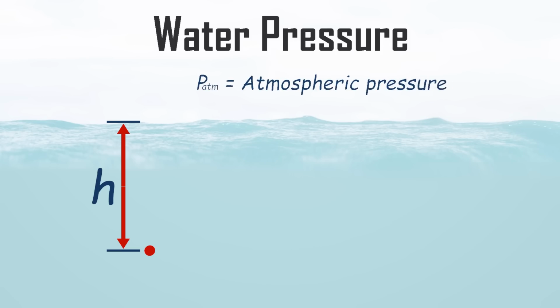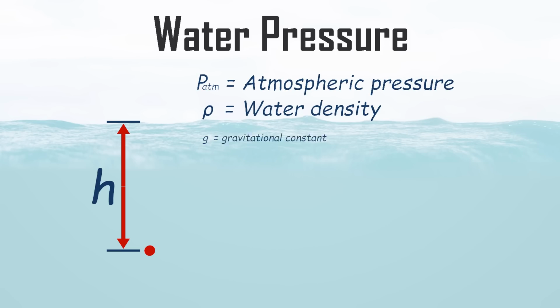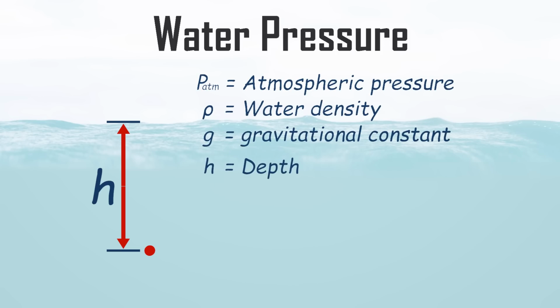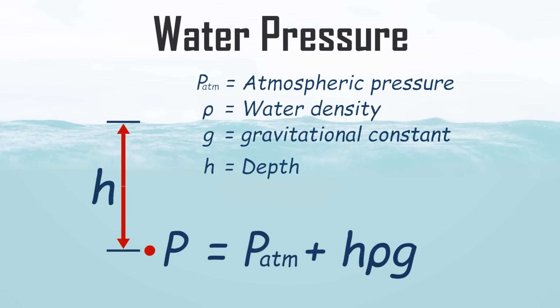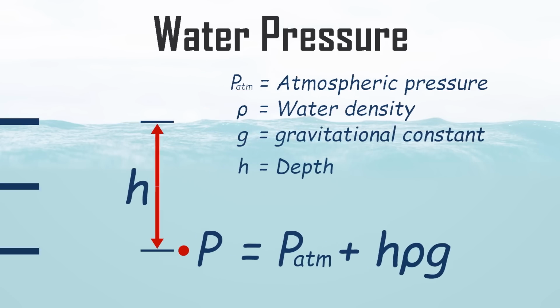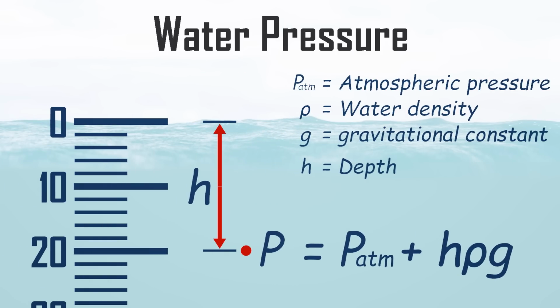To comprehend the immense pressure at extreme depths, let's take a closer look at the underwater pressure equation. The pressure at a point located at a depth h from the water level is influenced by several factors, including atmospheric pressure, water density, gravitational constant, and the depth itself. The pressure at the considered point is equal to the atmospheric pressure plus the product of depth, water density, and gravitational constant. As the depth increases, so does the pressure.